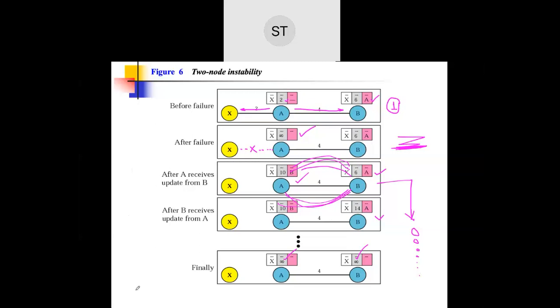Because of old entries available there, they start updating the table. And that's why there is a limit on this count. It will not go up to infinite. There is a limit on this count. Understood the problem? Typical problem?